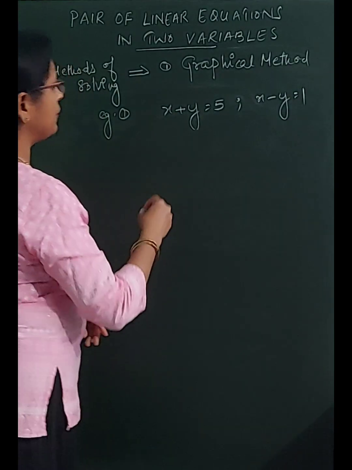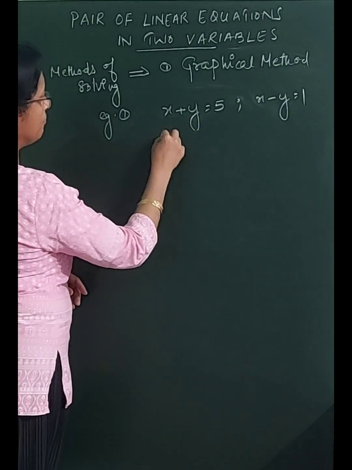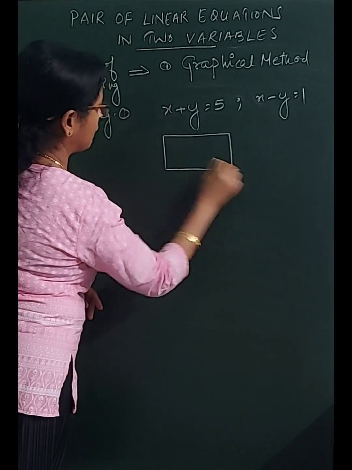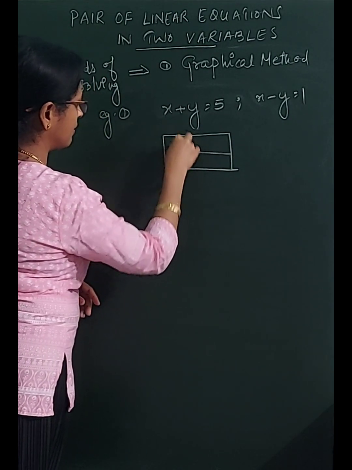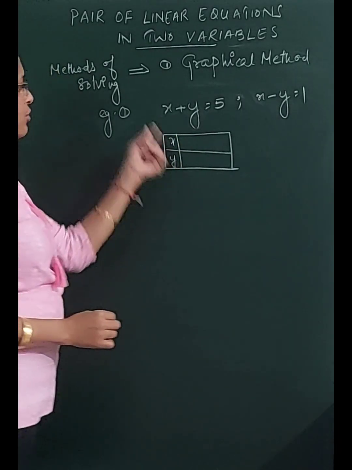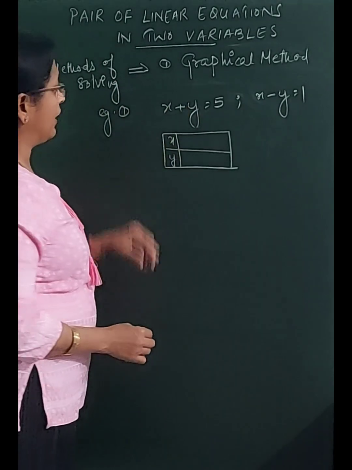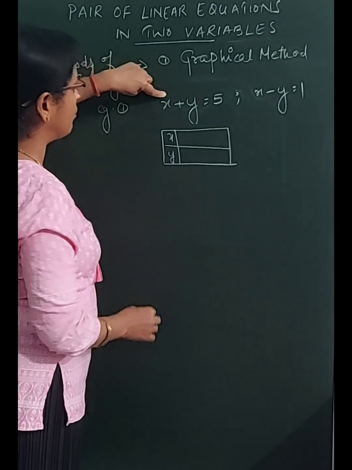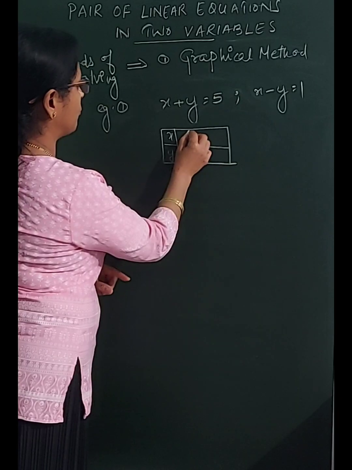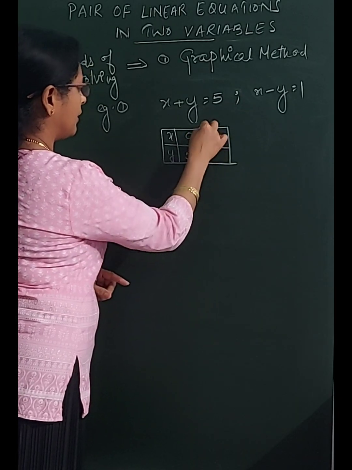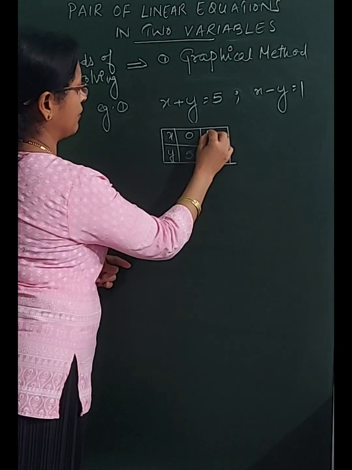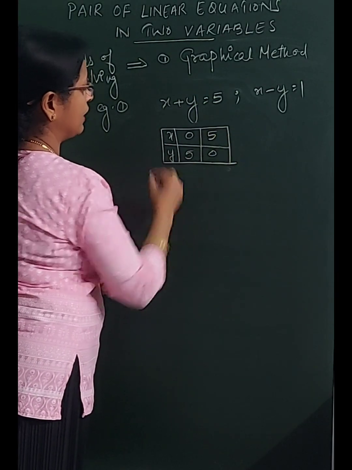For plotting the first equation, we need at least 2 points. So we will try to find 2 points which lie on this line. For that, by putting some values of x, we will calculate the values of y. The best possible way is to put x is equal to 0. If we substitute x is equal to 0 in this equation, we will get y is equal to 5. And if we put y is 0, we will get x is equal to 5. So if x is 5, then y will be 0.